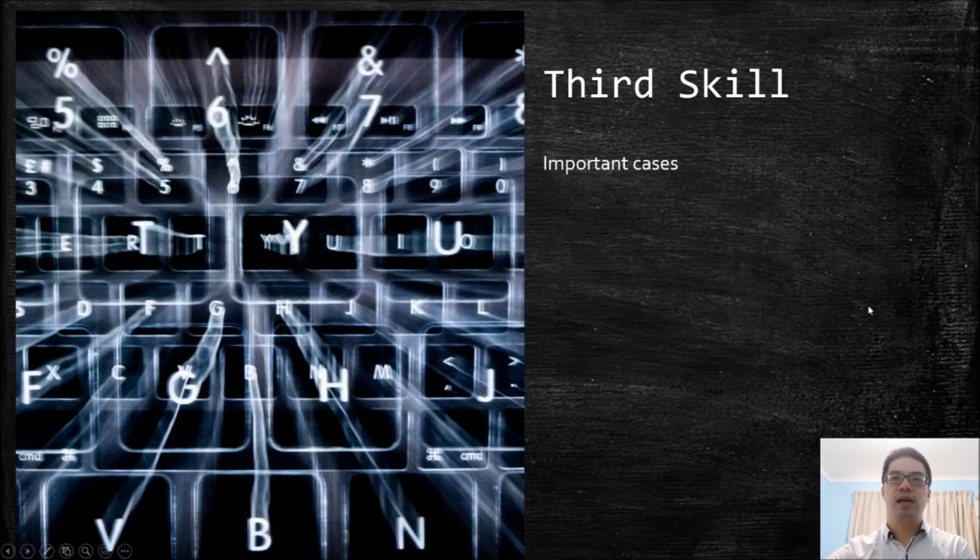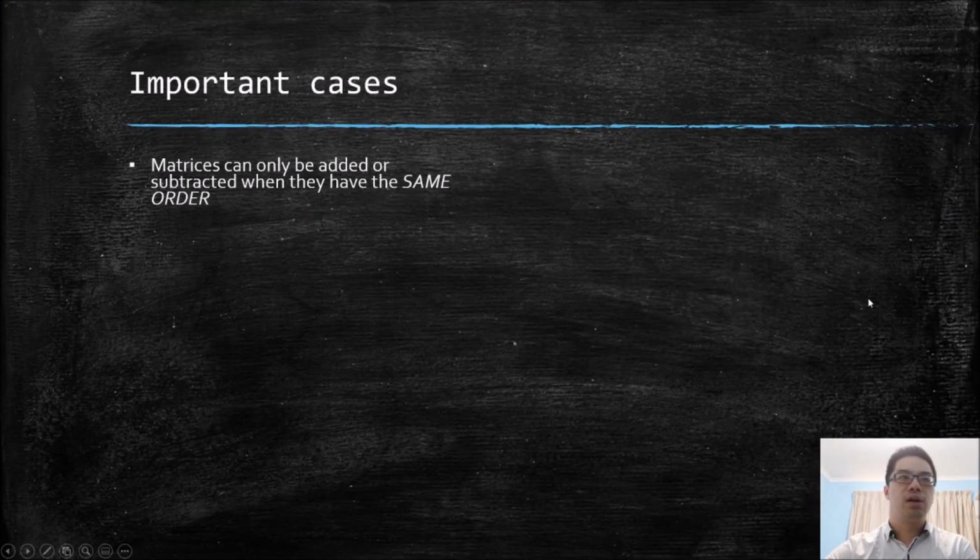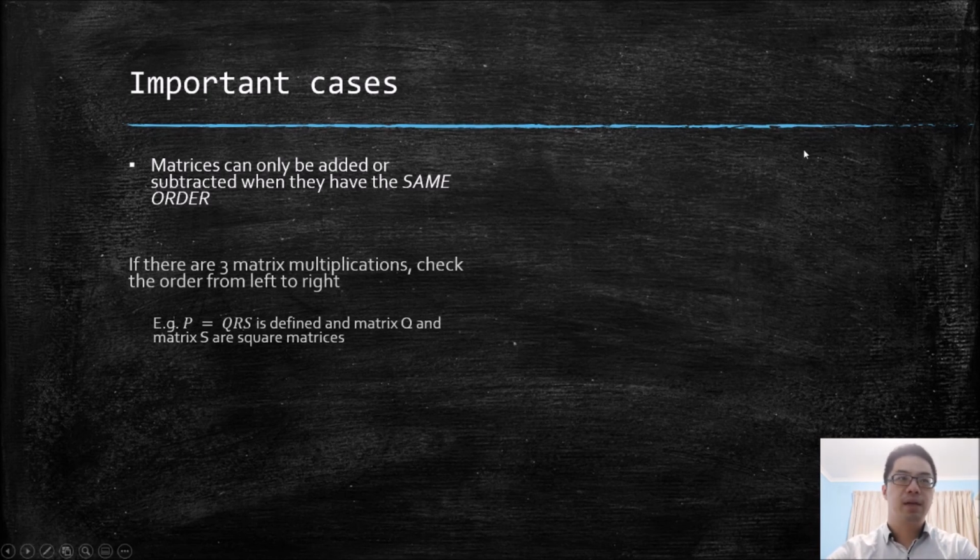And the first skill I'm looking at is just some important cases. So matrices can only be added or subtracted when they have the same order. Very important. It will save you a lot of time. If there are 3 matrix multiplications, you need to check the order from left to right. For example, if I'm looking at matrix P, and matrix P is matrix Q multiplied by matrix R multiplied by matrix S, and it is defined, which means I can actually do it.